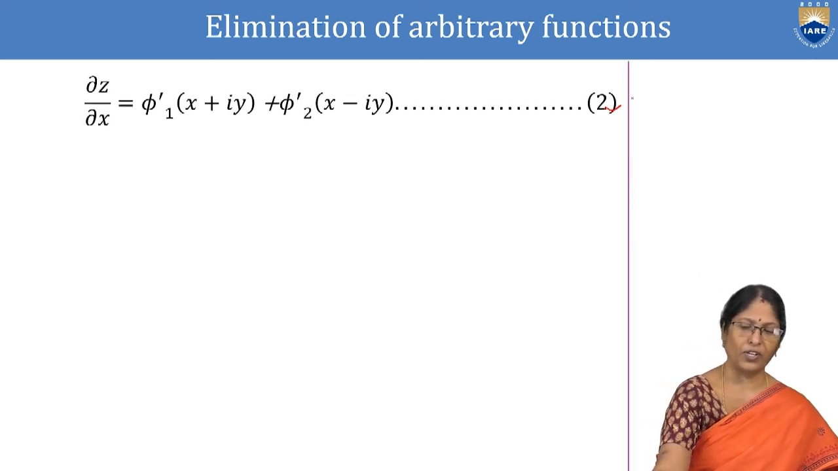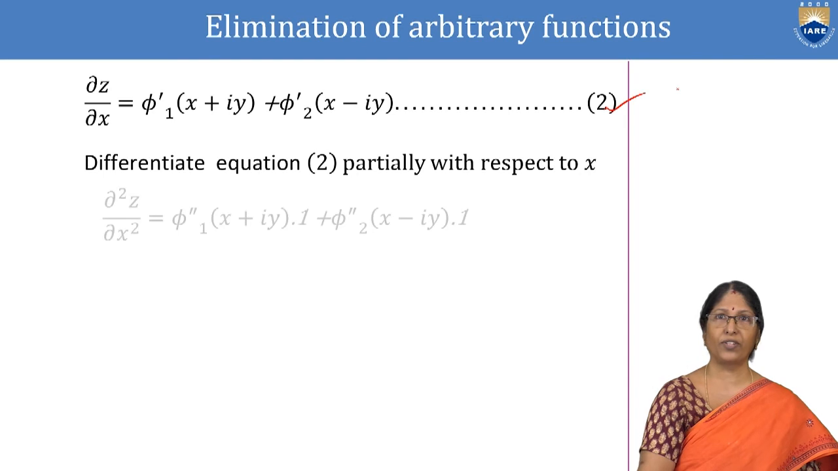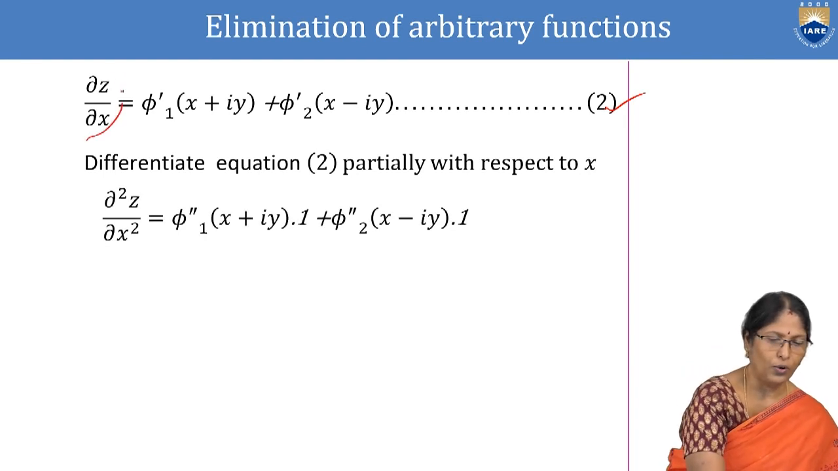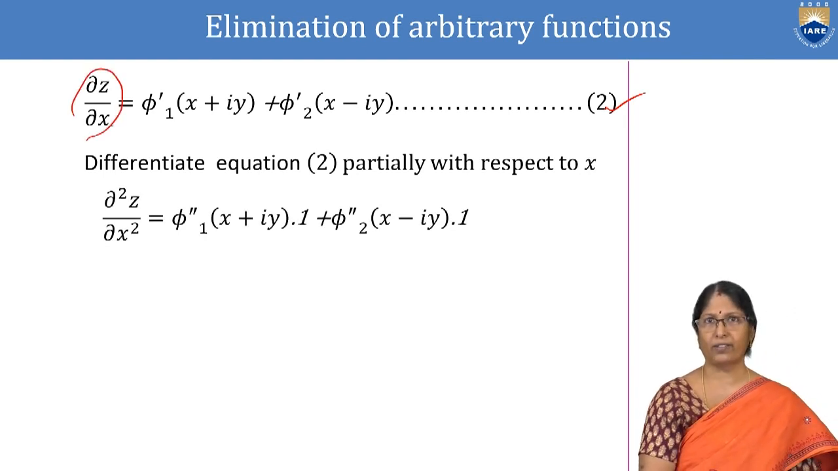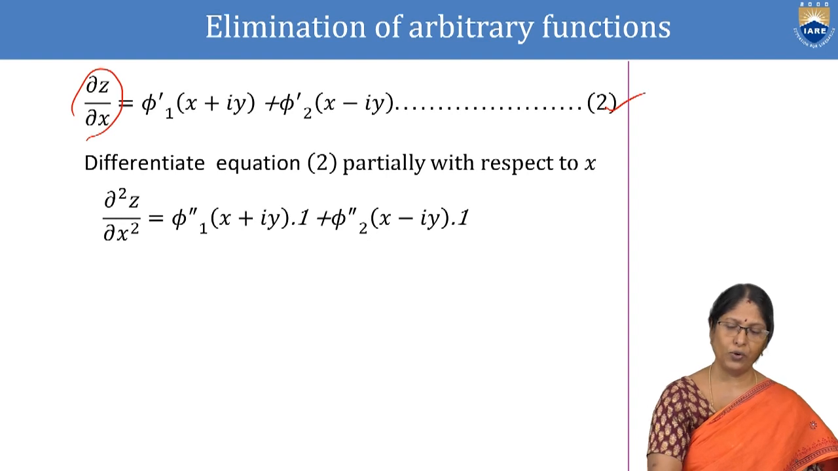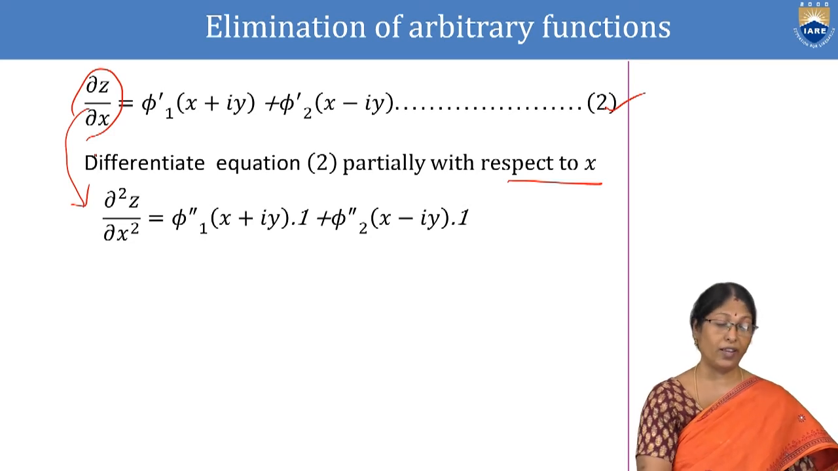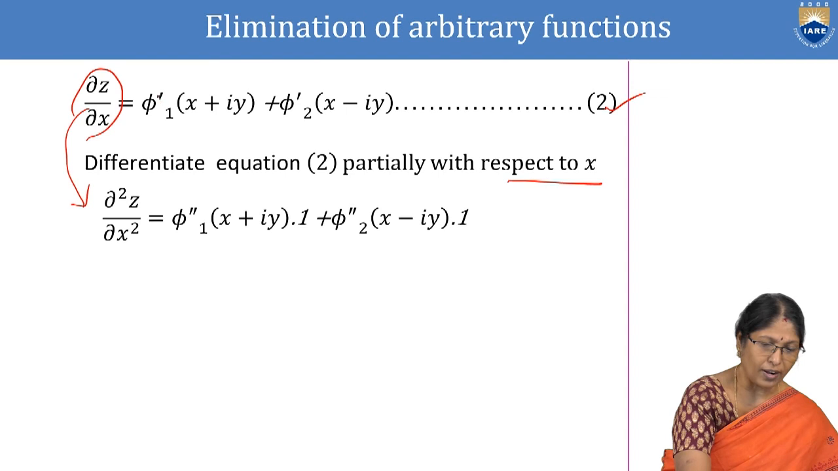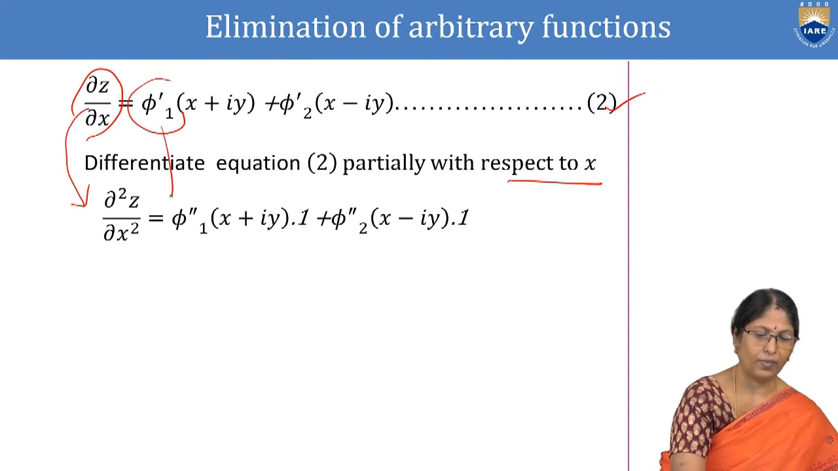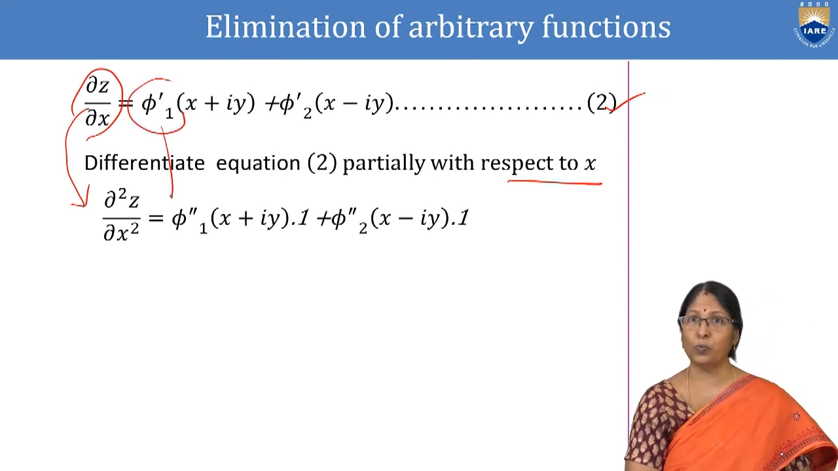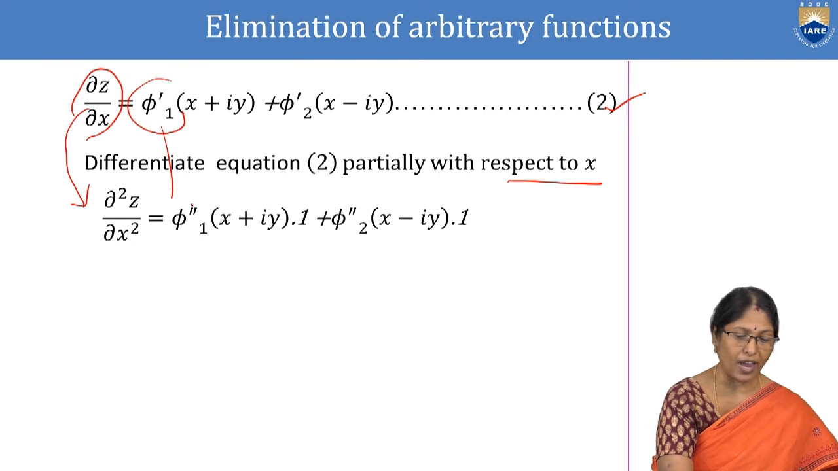So it is equation 2. This we are going to differentiate. So now ∂z/∂x, once again we are going to do with respect to x. So ∂z/∂x is written as ∂²z/∂x². Now φ1', the differentiation is φ1'' of some term.